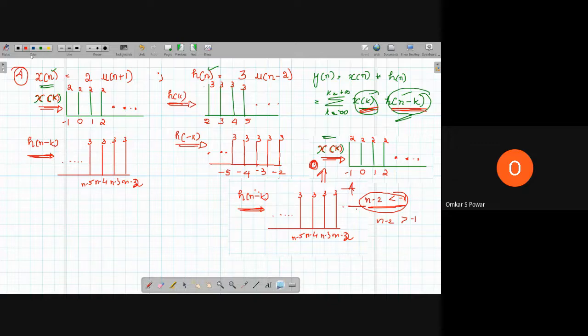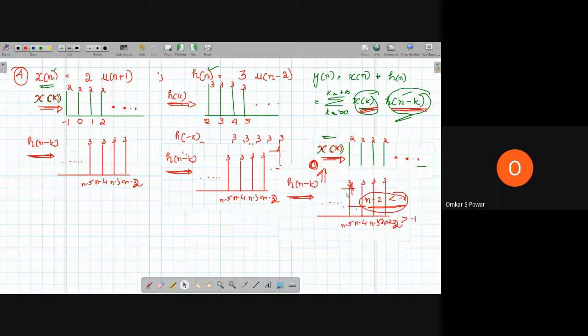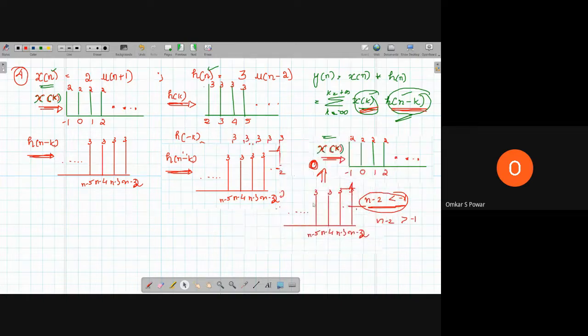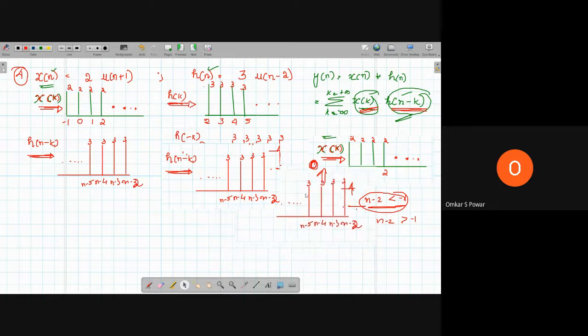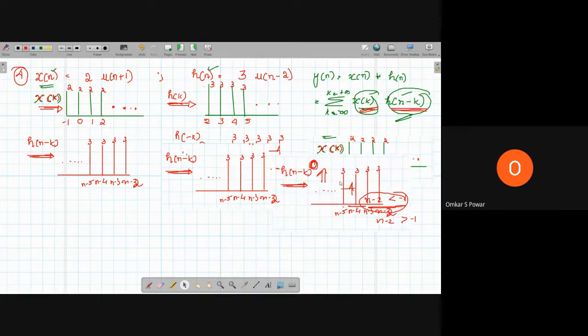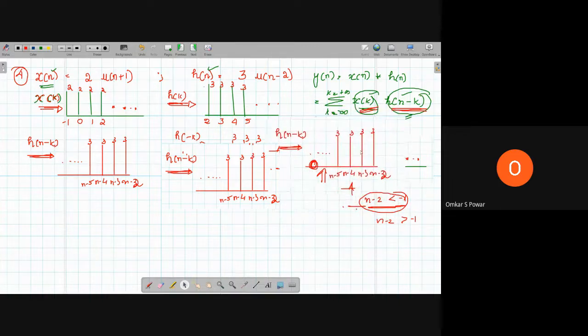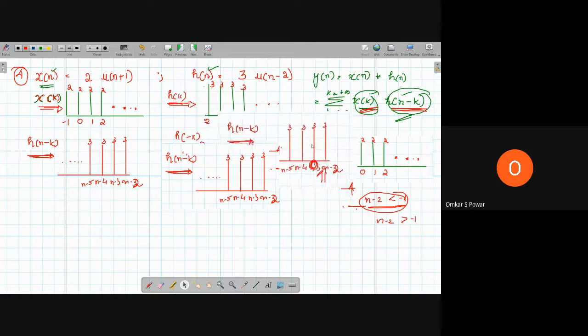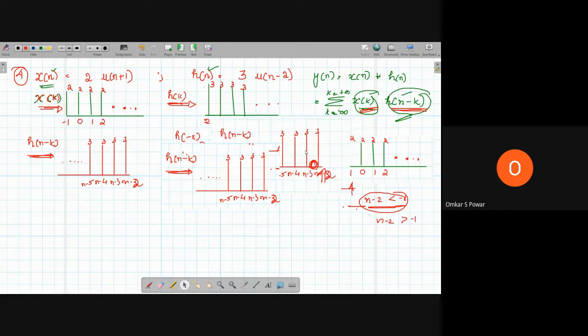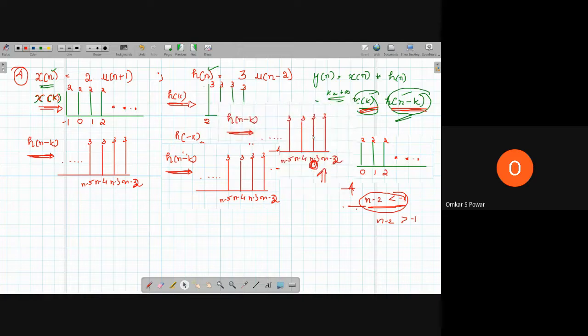But in the second case, what happens is we are moving this one. So n minus 2 is less than minus 1, so output will be 0. In the second case, there will be overlapping, and you have to find the area between these two overlapped signals. I'm not able to show you the overlap because I'm moving. So case 1, when n minus 2 is less than minus 1, output will be 0 because it is 0 into something.